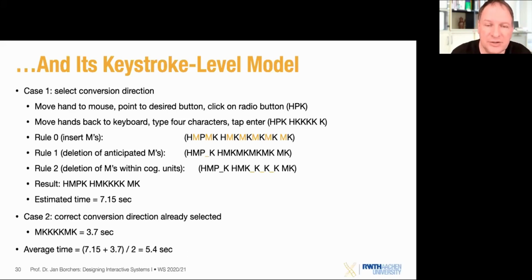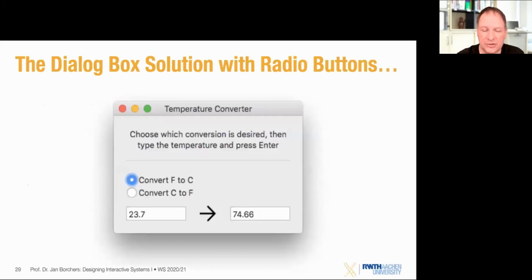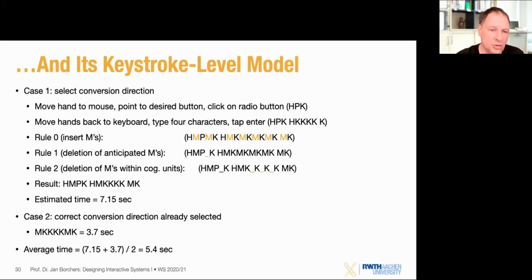Case 2 is if the conversion direction is already selected, so we already know that it's set to Fahrenheit to Celsius, and that's exactly the direction we want. So we save ourselves the whole radio button press, and we end up with just the sequence of entering this number. In this case, we have a mental preparation, the 4 numbers on average that we enter, the mental verification of the number, and the enter key, which adds up to 3.7 seconds.